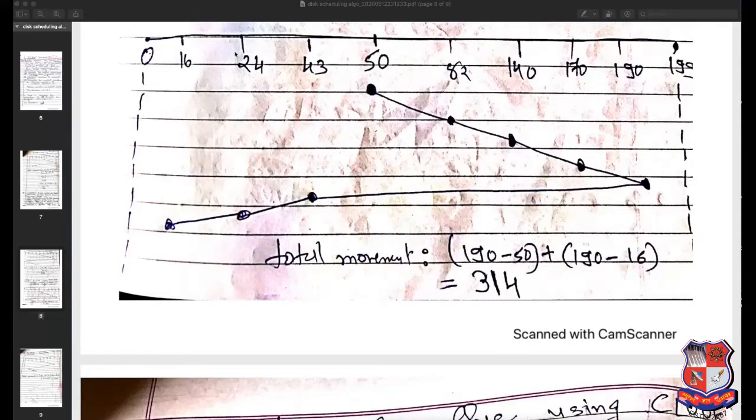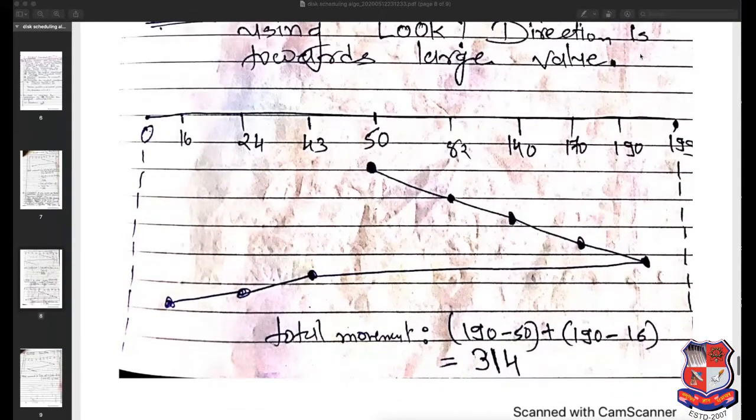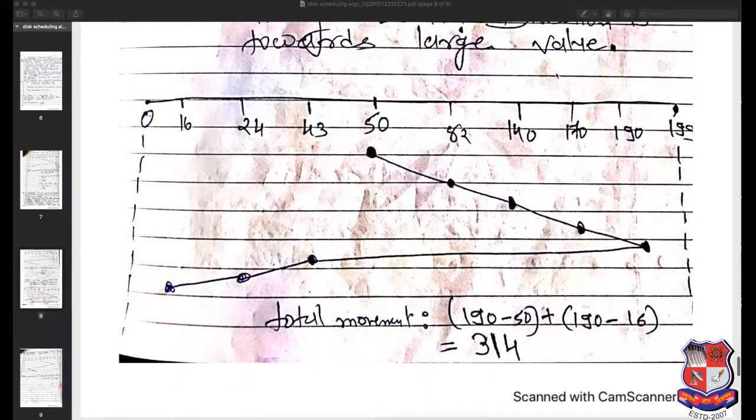As per the question, I put the total request tracks into ascending order: 16, 24, 43 up to 190. The direction is towards a large value, which means my direction is left to right, so I move from left to right. My current position is 50.